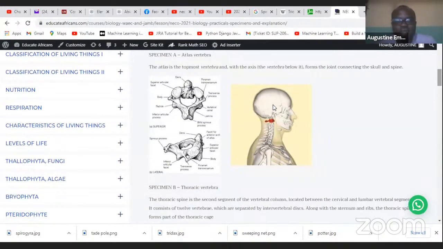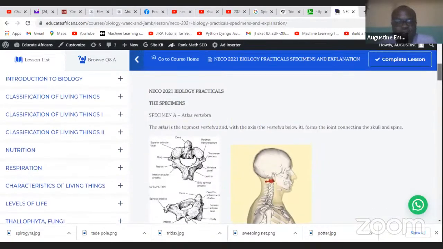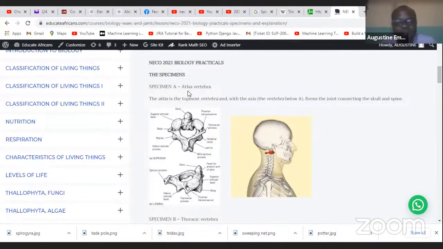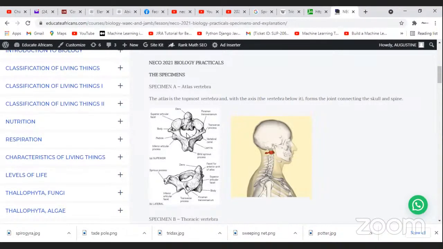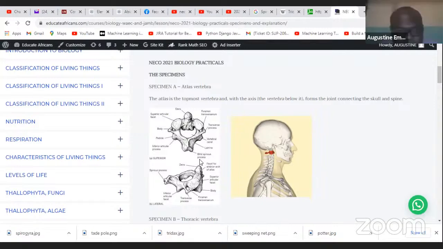So in the axial skeleton, you can see specimen A, which is the atlas vertebra. This is the first vertebra; that is the atlas. So this is the diagram. You can see the dens, the foramen, the transverse process, the vertebral canal at the middle, the lamina, and other parts of it. This is the superior view, and this is the lateral view.